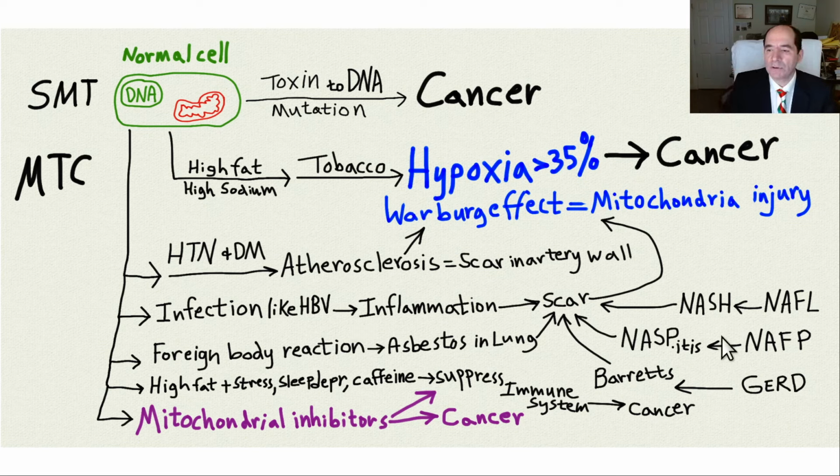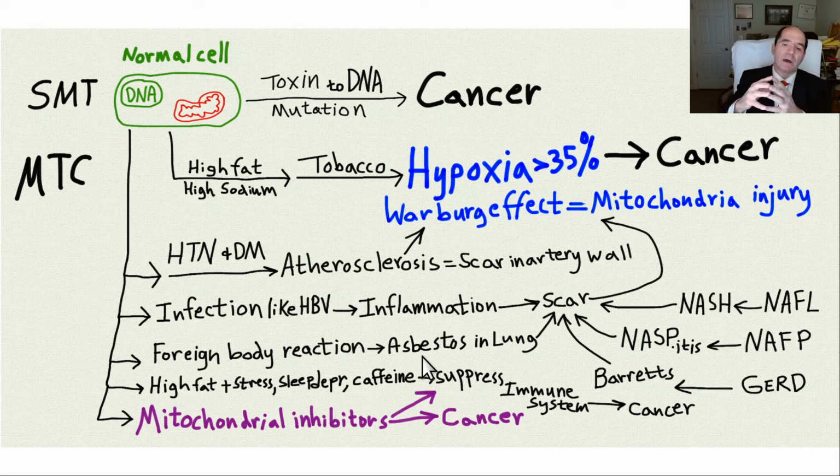Okay, and it works for a whole bunch of other things. You can have NAFL, non-alcohol fatty liver, leads to non-alcohol steatohepatitis. NASH causes scarring, hypoxia, cancer. You have the same thing in the pancreas, non-alcohol fatty pancreas. It becomes steatopancreatitis with inflammation, scarring, hypoxia, cancer. So what I'm showing you is there's a standard sequence of events leading to cancer. Inhaled foreign body into the lungs like asbestos.